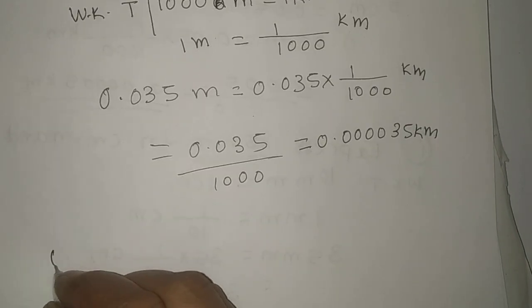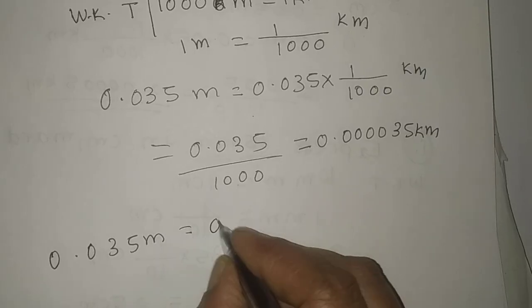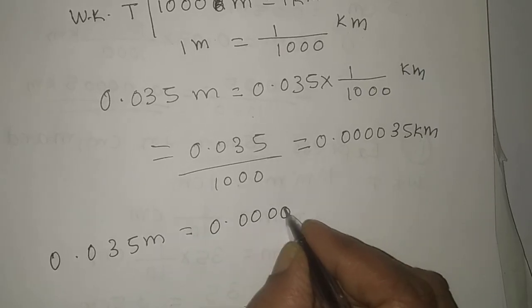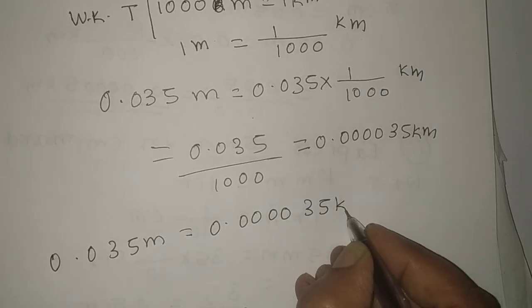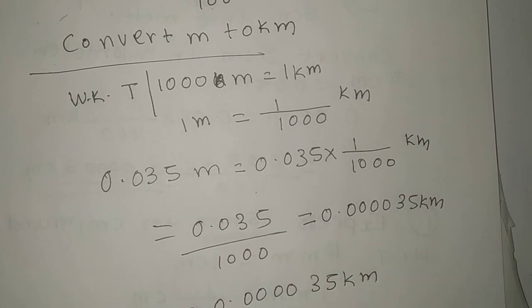Finally, 0.035 meter is equal to 0.000035 kilometers. So we finished this one. Now we move on to the fourth problem.